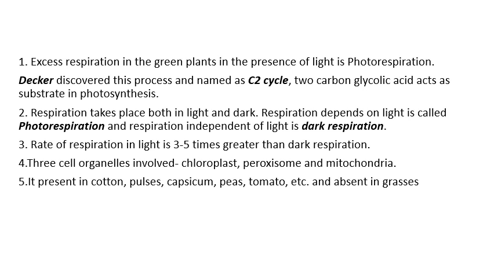Respiration takes place both in dark and light. The light dependent is photorespiration and the light independent is dark respiration. The photorespiration is 3 to 5 times greater than that of dark respiration. Three cell organelles are involved in photorespiration. They are chloroplast, peroxisome and mitochondria. This photorespiration is present in cotton, pulses, capsicum, peas, tomato, etc. and it is absent in grasses.